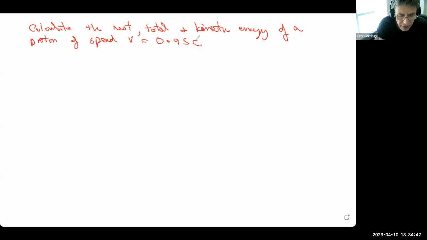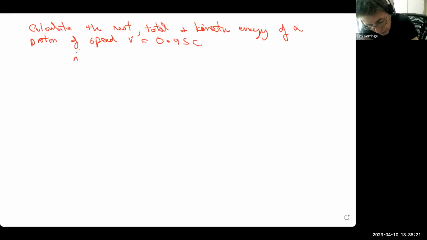So in order to calculate the rest energy, the total energy, and the kinetic energy, there's a couple of quantities that I need to know. One of them is probably the obvious one. They need to know the mass of a proton. So I'm going to write down the mass of the proton. And then the other one is that I'm going to need to know the Lorentz factor corresponding to this speed, this 95% of the speed of light. So I'm actually going to write down or calculate those things first, and then we'll get on with the actual problem of calculating rest, total, and kinetic energy.